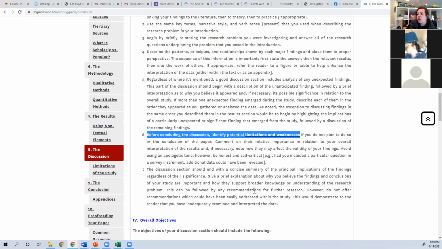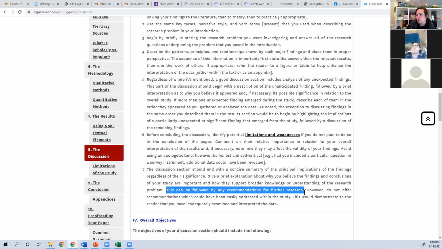And then you want to make sure to have a future research section. This can be followed by recommendations for future research. So based on what you found, what would you do next? If there was a round 2 of this research, what would you do?